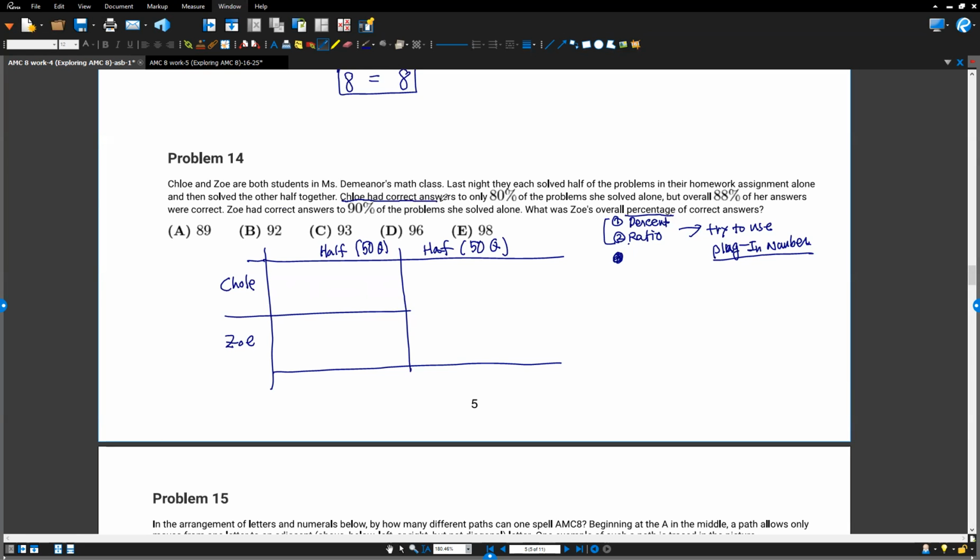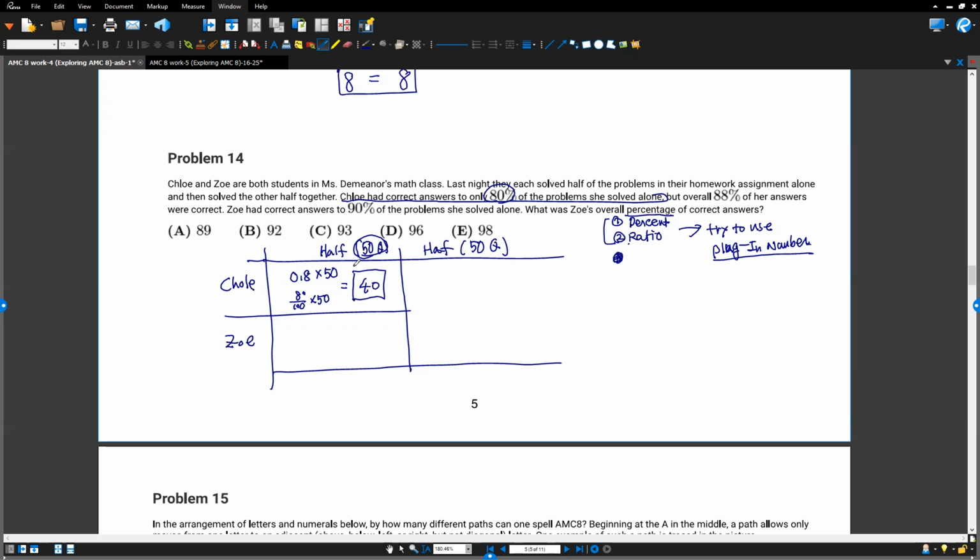Corey had correct answers to only 80% of the problems she solved alone. Over here, Corey made 80% correct. So 50 questions, 80%, how much? 0.8 times 50, or 80 over 100 times 50. You can use this one. This is 40 questions correct. Corey, 40 correct out of 50. Are you guys with me?